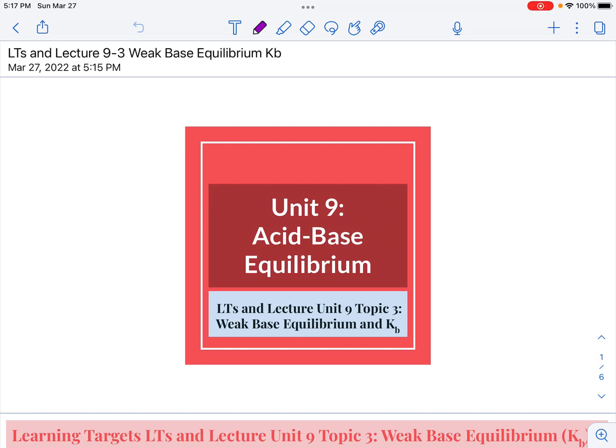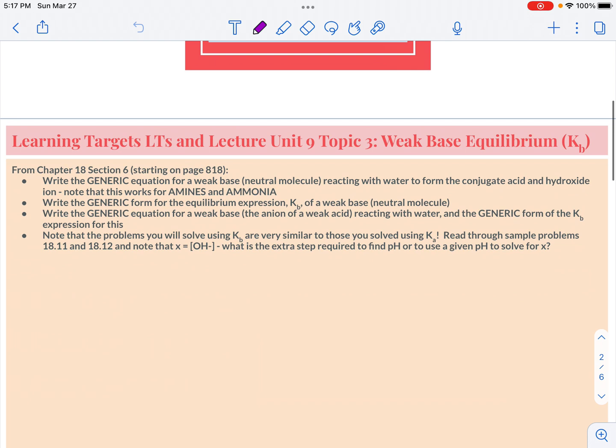This is lecture 9.3, which is all about weak base equilibrium and Kb. And I think if you're good at Ka, you're going to discover that this is just the same situation with one small variation. So if you haven't yet done so, go take care of these very short learning targets in your notebook first, and then restart the video and come on back and watch for some examples and some more details.